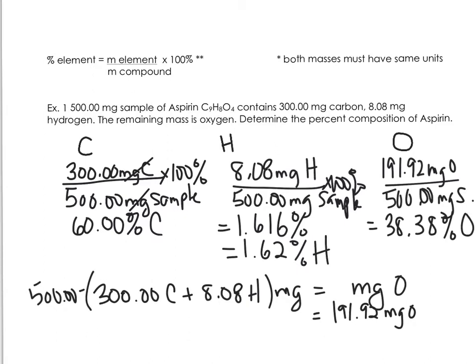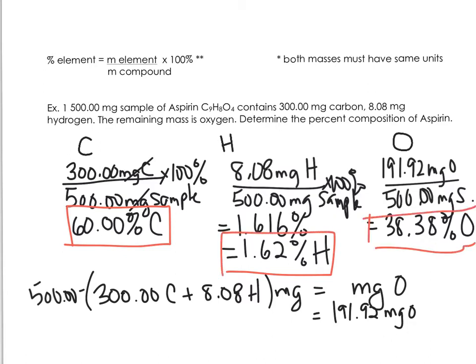So our sample contains 60% carbon, 1.62% hydrogen, and 38.38% oxygen. When you round off your numbers, you're going to find that sometimes these numbers are a little bit off of adding up to 100%. If they're off by a few 100ths or maybe one decimal place, don't worry about it.